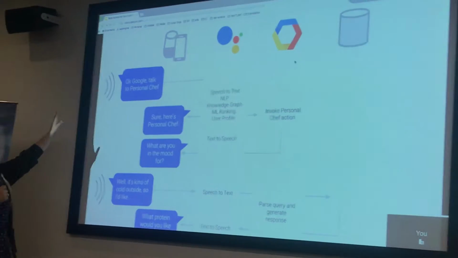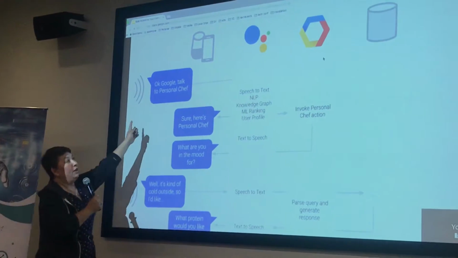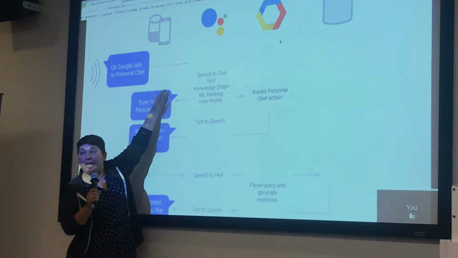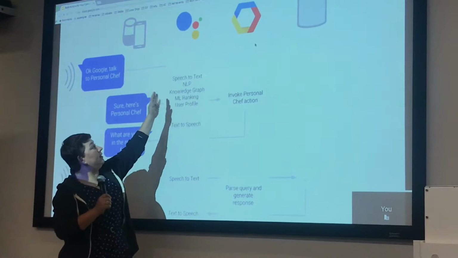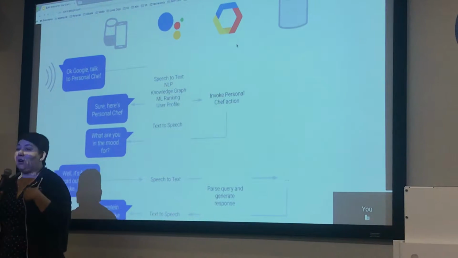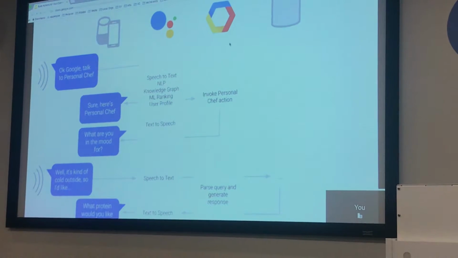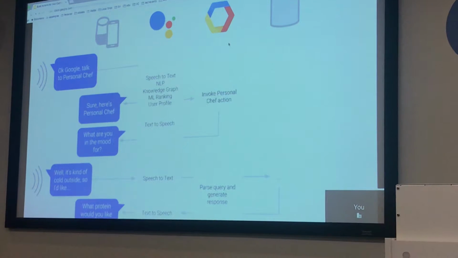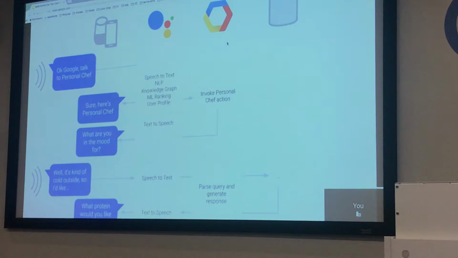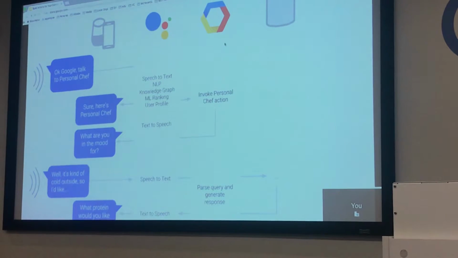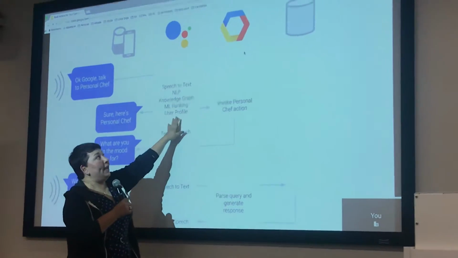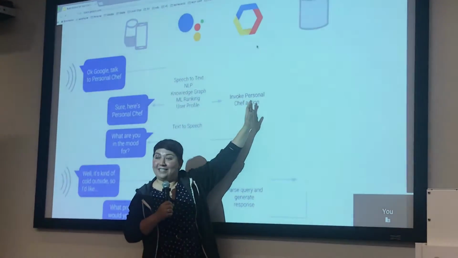The user is going to say, "Okay Google, talk to Personal Chef." The home will get that information, translate it to text, and send it over to Assistant. Assistant uses natural language processing, our knowledge graph, and ML ranking, similar to Google search, to figure out the best application, the best action to serve up. After that, it invokes the action that it thinks is best.